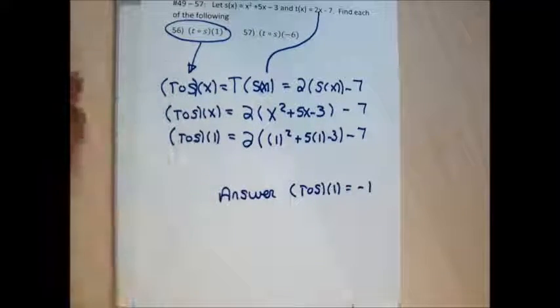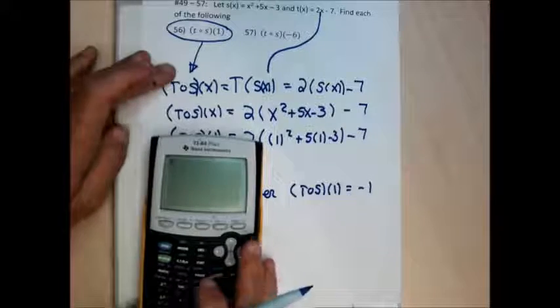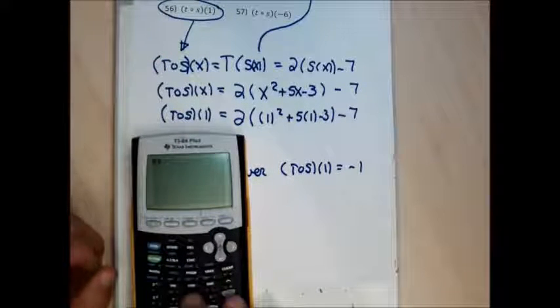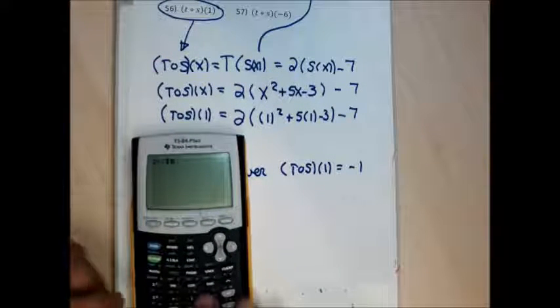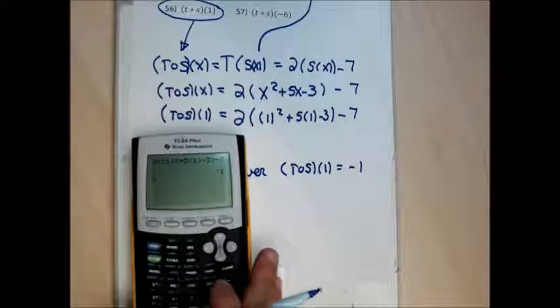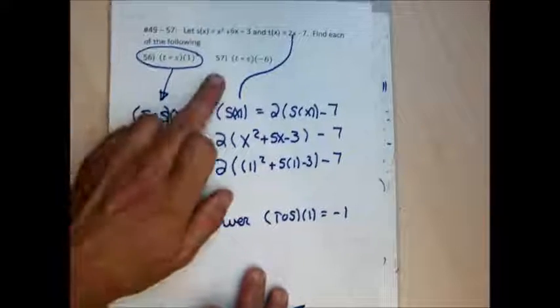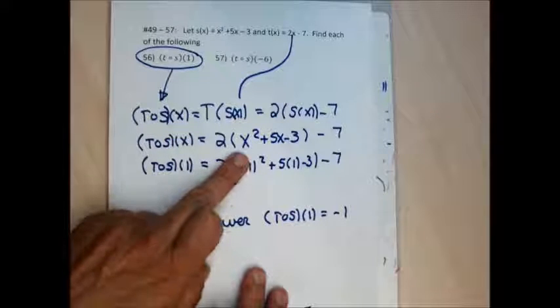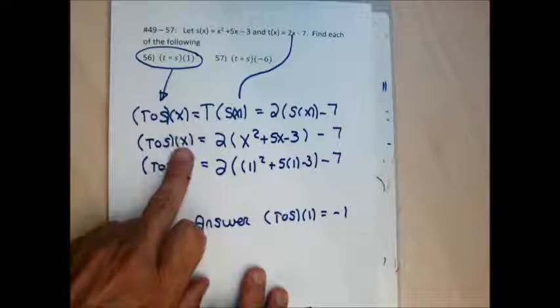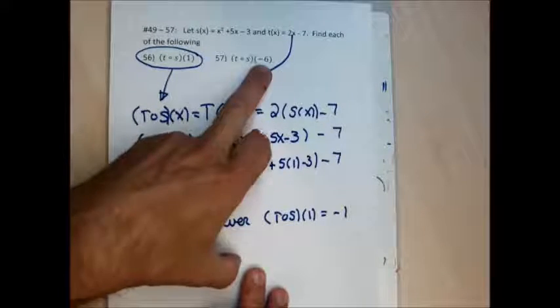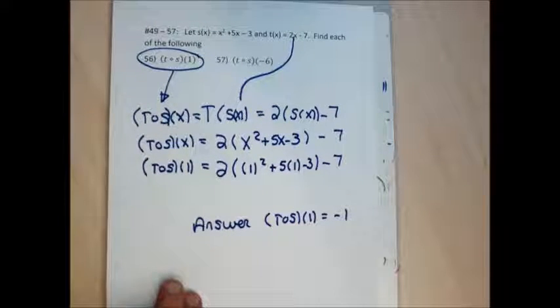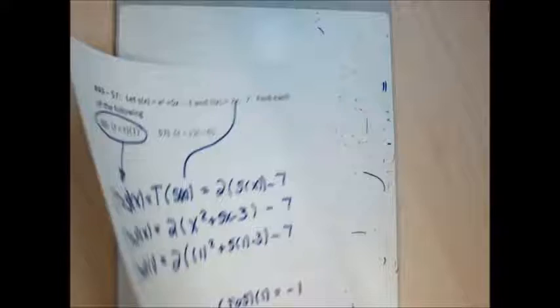Let me double check to make sure I haven't led myself wrong. So 2 parentheses, 1 squared plus 5 parentheses, 1 minus 3 parentheses minus 7, and I get negative 1, so that's perfect. The first step on your problem 57 is going to be the same as my first step, and all you're going to need to do is change that x and those two x's to negative 6 and simplify. Done with this kind of problem, moving on to the last kind of problem.